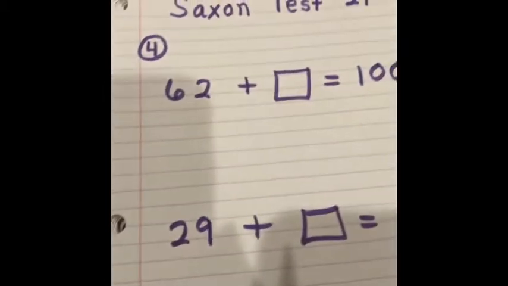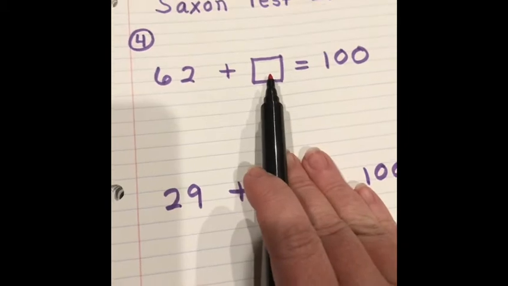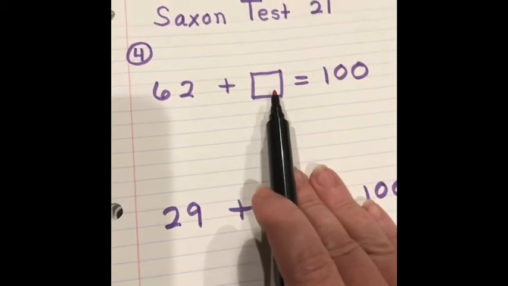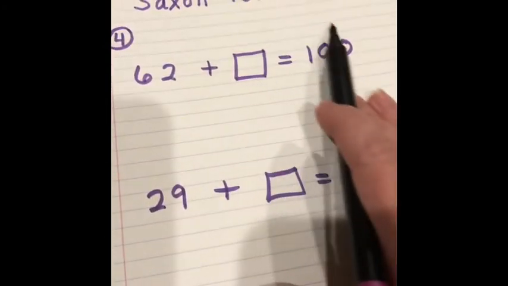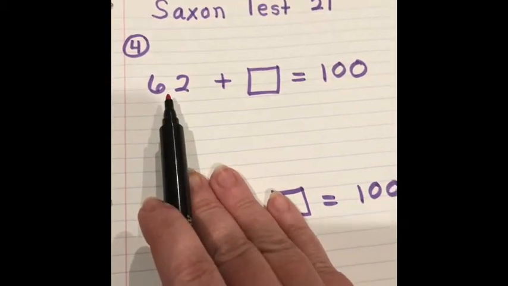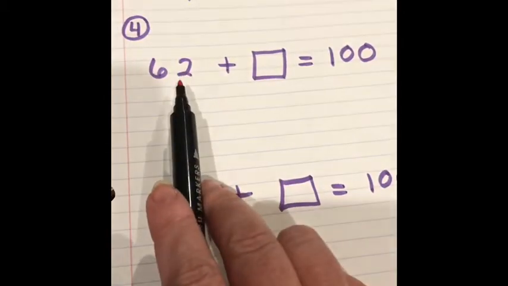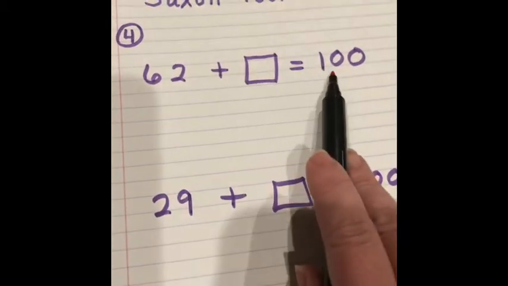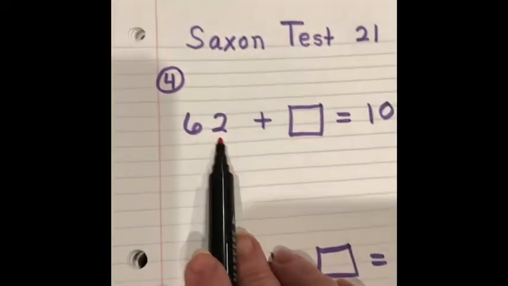So on number 4, they give you 62 plus a missing addend will equal 100. Well, when I have a missing piece, we know we can take the two numbers we do have and do subtraction. So we could do 100 minus 62, or we could do what's called counting up. So I need to find what's in between 62 and 100, or what's the difference between them. So I'm going to count up.